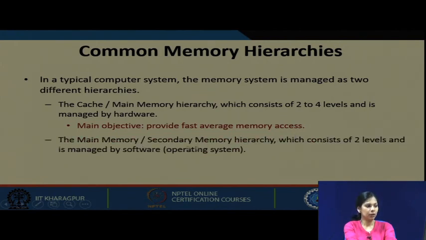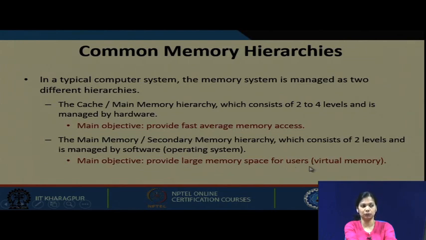The main memory and secondary memory hierarchy, which consists of 2 levels, is managed by software, that is by the operating system, which is the interface between the user and the hardware part of our computer. So this particular part, that is main memory and the secondary memory hierarchy, is managed by software. And what is the main objective? To provide large memory space for the user, that is called virtual memory.